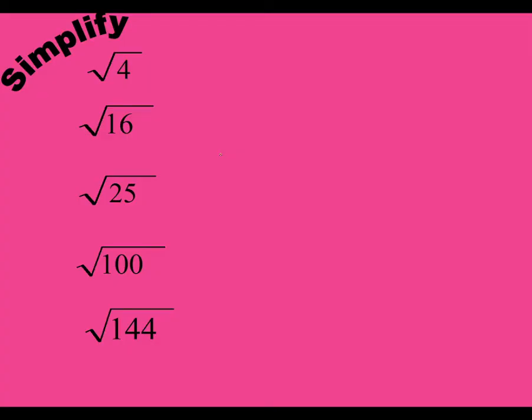What is the square root of 4? That is 2. Square root of 16 is 4. Square root of 25 is 5. Square root of 100 is 10. And square root of 144 is 12. So in other words, that is 2 times 2, 4 times 4, 5 times 5, 10 times 10, 12 times 12.